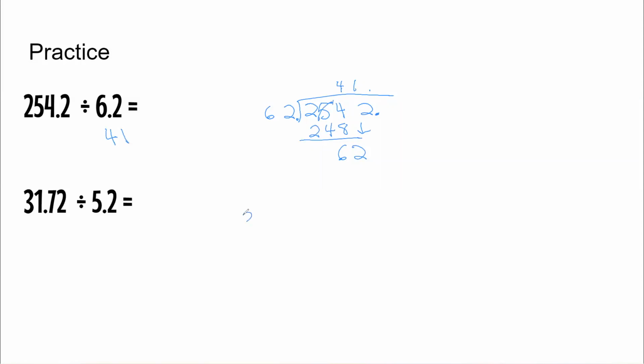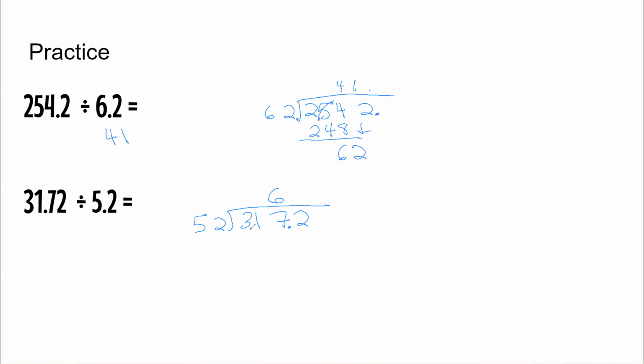On this one, we're going to have 31.72 divided by 5.2. Move that over one spot. Move this one over one spot. Uh-oh, I subtracted probably part of my number. All right, 52 won't go into 3. It won't go into 31. It will go into 317 about, I think, 6 times.